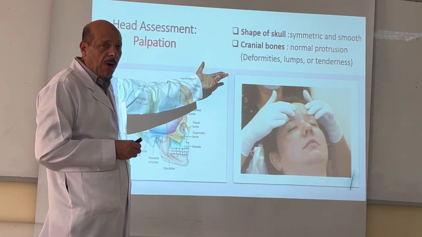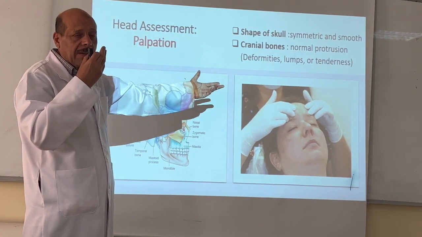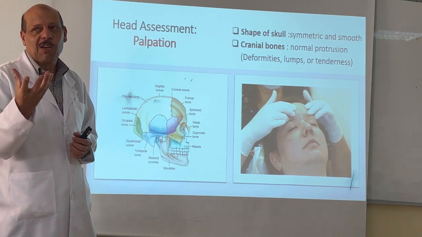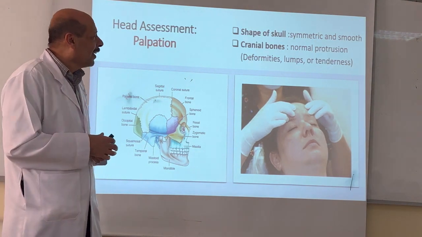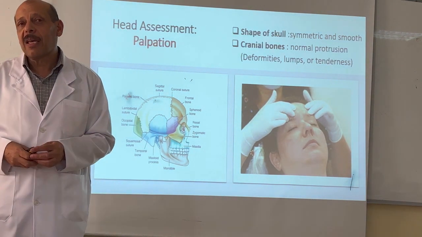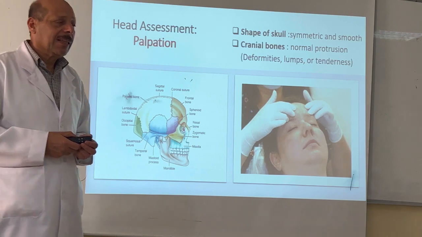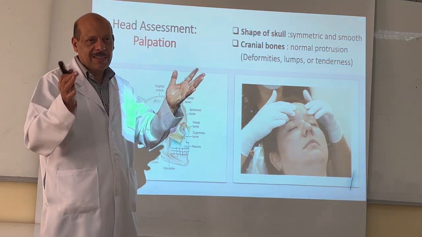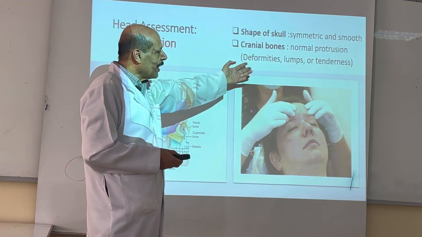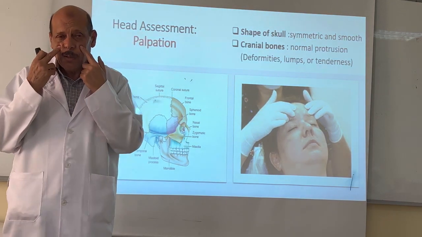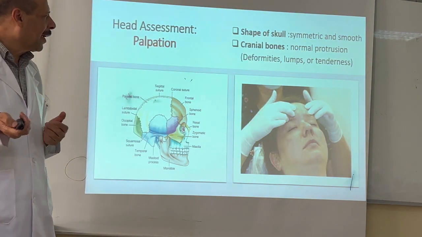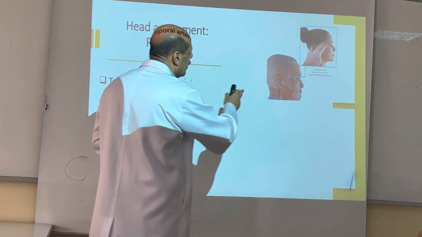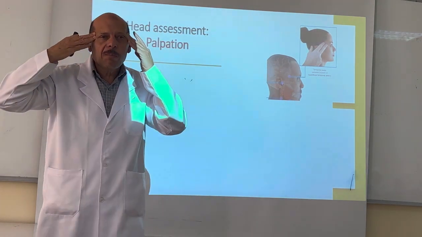And there may be deformities in the head. Sometimes, if macrocephaly is there, we will see the size of the head is large. In case of encephalitis in small babies, you find that the skull is large. If there is any lump or tenderness, when we touch it, it is painful and the patient will feel pain. The temporal artery is here, so we can feel the pulsation there.